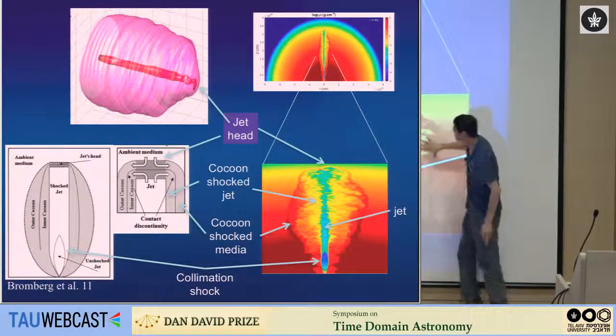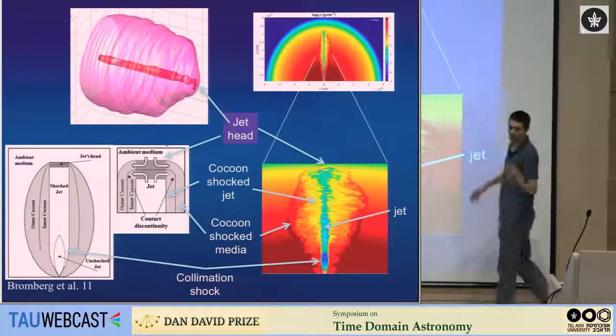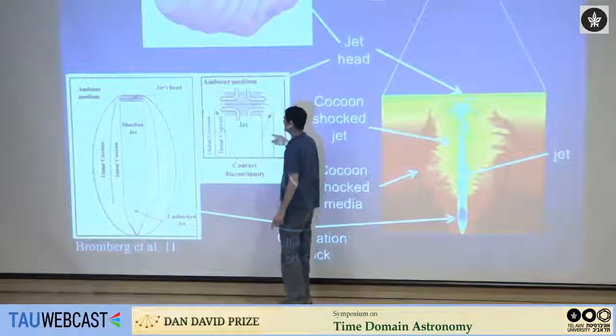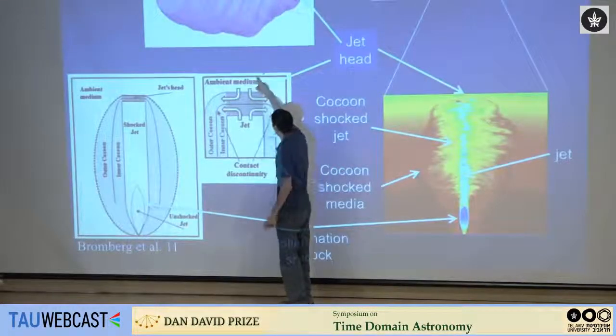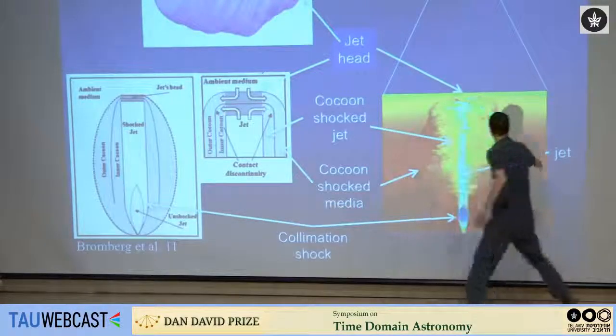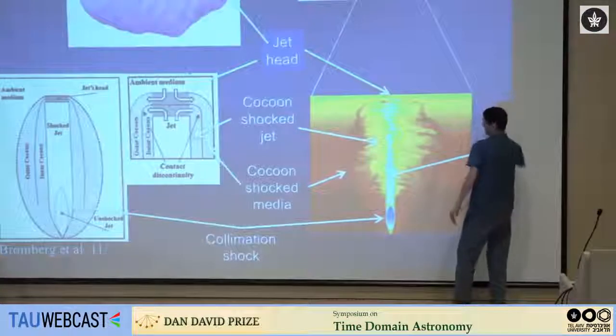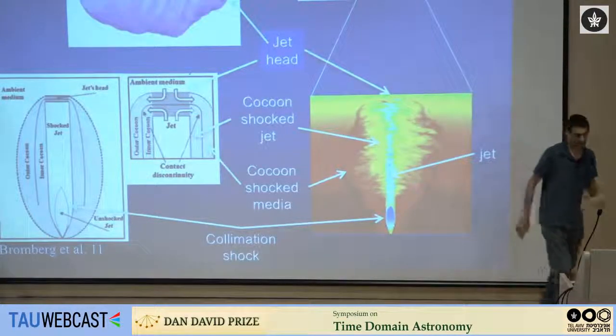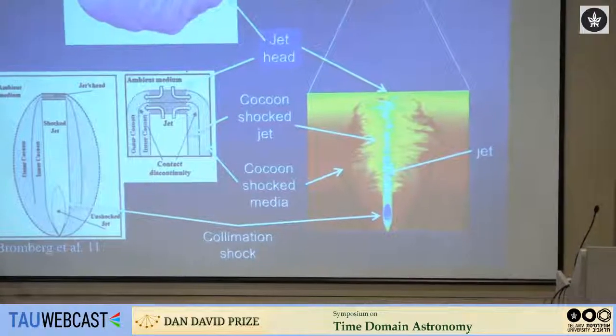This part is a cocoon. The cocoon is actually separated into two regions. You can see it here. You have the material which is spilled out from the jet, which is very hot and light. You have the material which is spilled out from the star, and also the material which is shocked by the shock propagating in this direction, because the pressure here is high and the pressure here is low. And this part is very heavy.